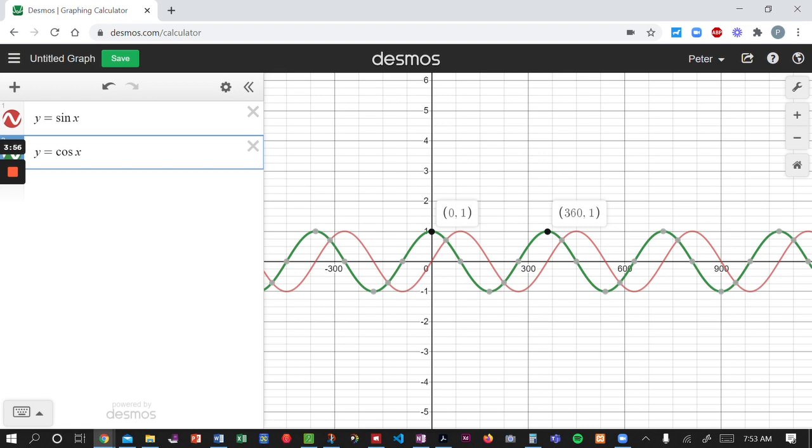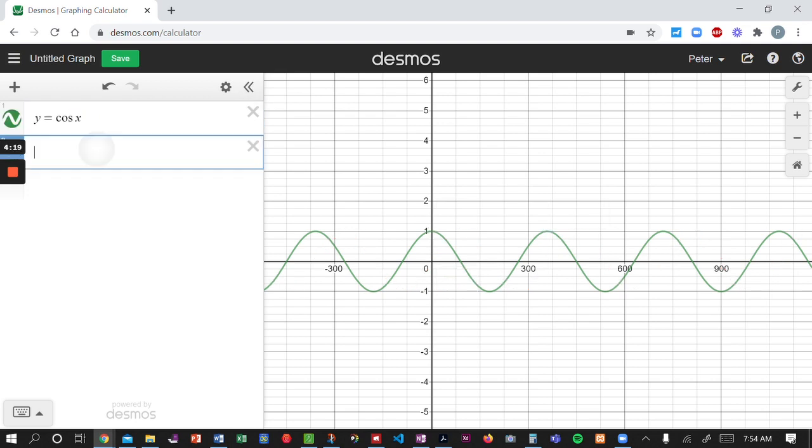We're going to be doing the same exact thing, except we're just going to be starting on the y-axis at the top of the wave instead of starting on the origin like we do with sine. Okay. All right. So you can see they're basically the same wave. It's just one is shifted over a little bit, right?